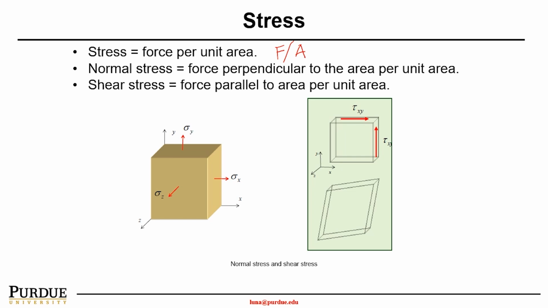Normal stress is the force perpendicular to the area, per unit area, as shown in the schematic on the left. As you can see, the force is applied perpendicular to the faces of these objects in the x, y, and z directions. If the force is applied parallel to the area, per unit area, as shown on the right, that's what we call the shear stress.